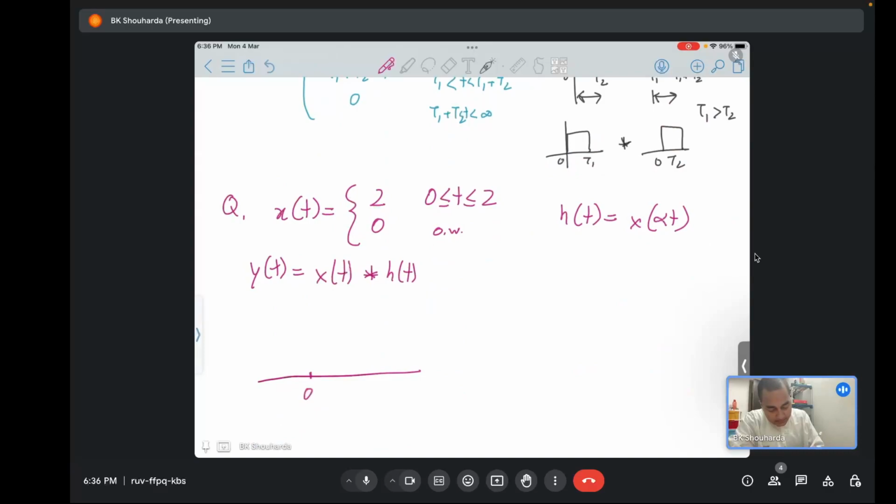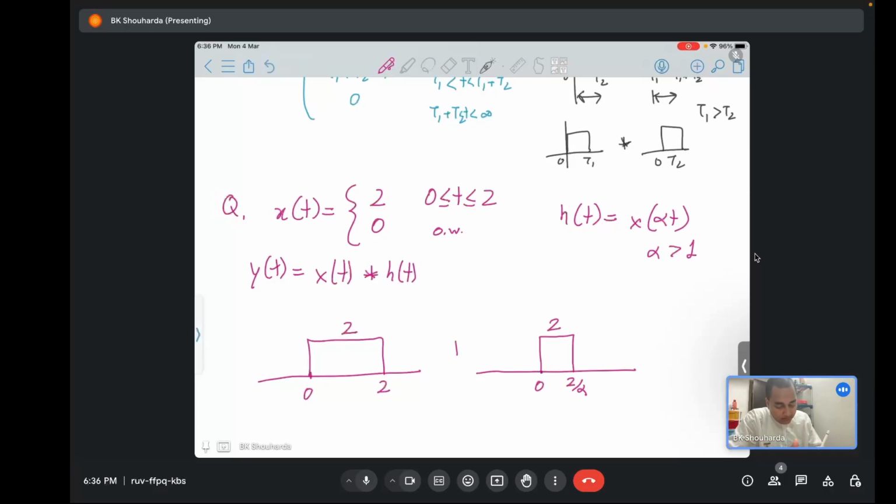x(t) is 2 from 0 till 2. h(t): it's given that alpha is greater than 1. So what will h(t) be? h(t) will be something like this. Why? Because we are scaling it. When you are scaling it as alpha t, when alpha is greater than 1, then your pulse will shrink down. This is 2.